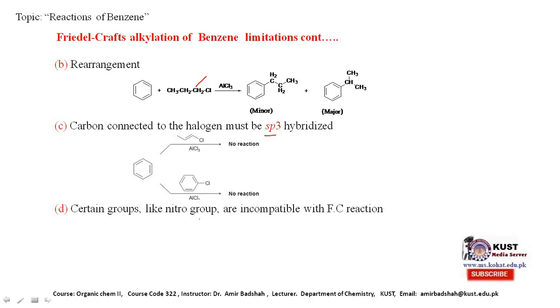Certain groups, for example the nitro group, are incompatible with the Friedel-Crafts alkylation reaction. For example, if we want to do this reaction and the benzene ring has an NO2 group, it is not compatible with this reaction, so alkylation is not possible, because NO2 drags electrons toward itself and makes this ring electron deficient, and the electrophile which is coming here is also electron deficient, so alkylation will not be possible.